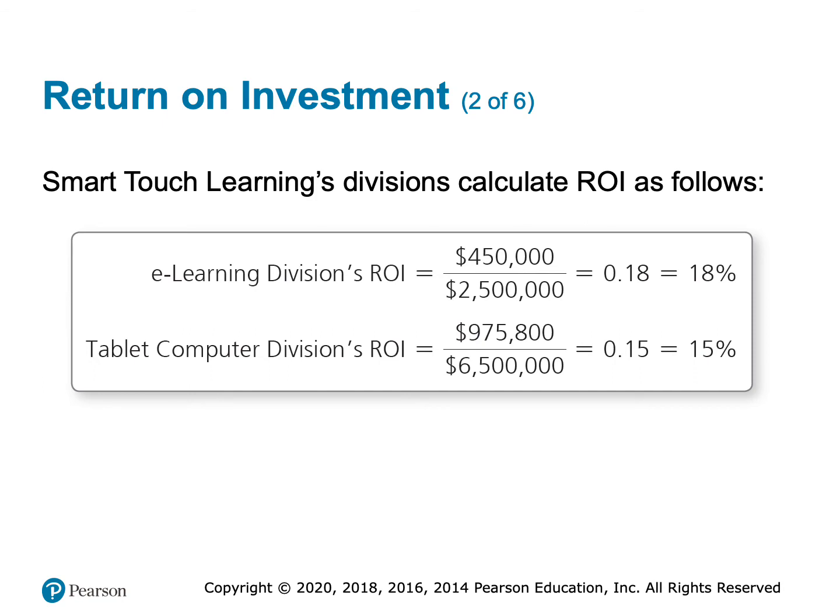But I thought we said the tablet division was doing better. But they get less profit per dollar they invest in assets. Okay. Now, that doesn't mean they're doing a bad job. Certainly, they're manufacturing, they have to have more assets. Certainly, we're not saying they're doing a bad job. But the e-learning division is getting 18 cents for every dollar they invest in assets. And the tablet computer division is only getting 15 cents for every dollar they invest in assets.